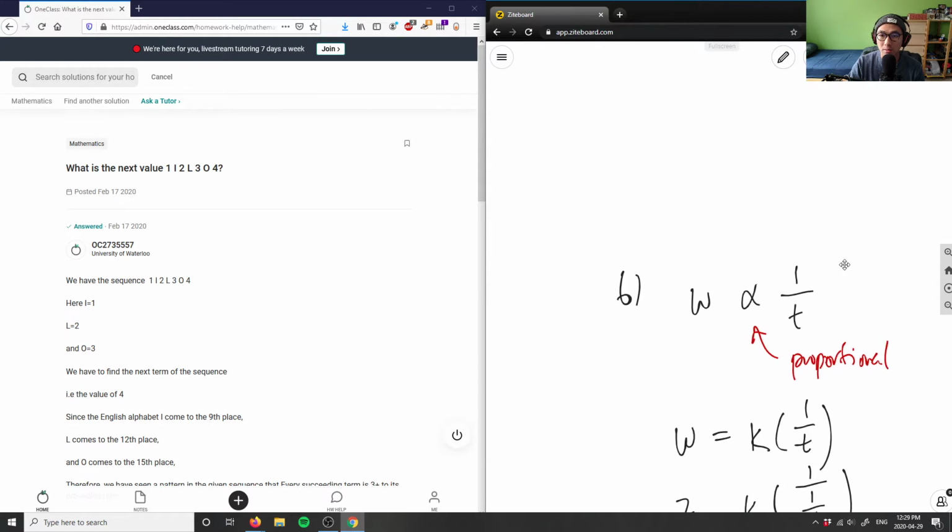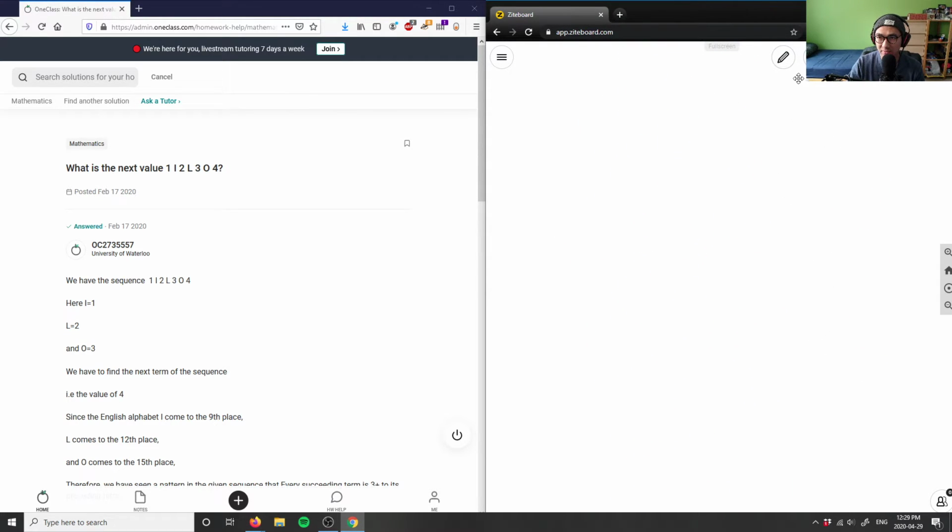Let's see. This here is 6. We can look at 7. 7 states: what is the next value of 1, I, 2, L, 3, O, and 4 here? So I have this pattern: 1, then I, then 2, then L, 3, O, and then 4, and then blank here. And I want to know what my next value is.